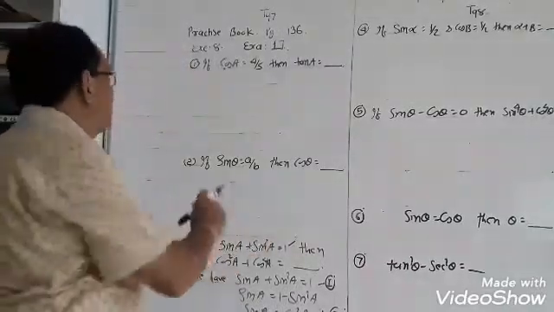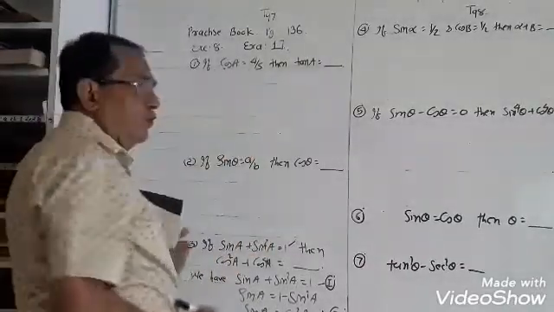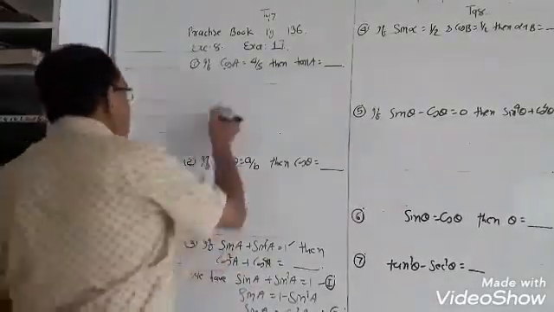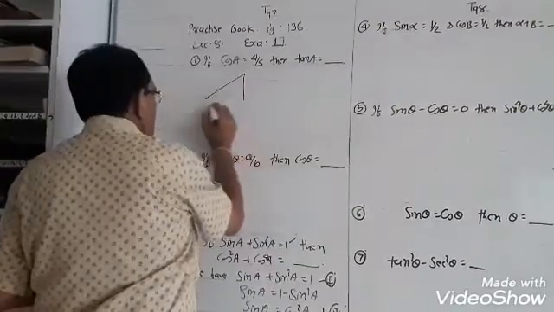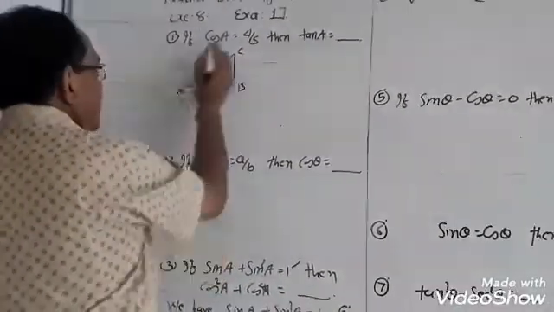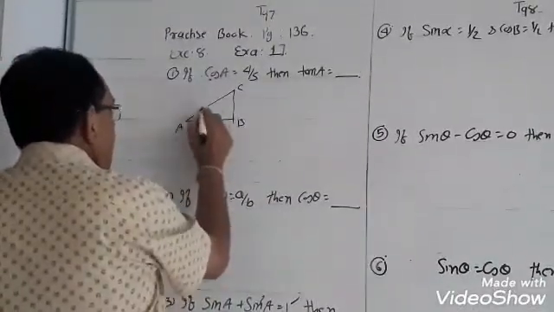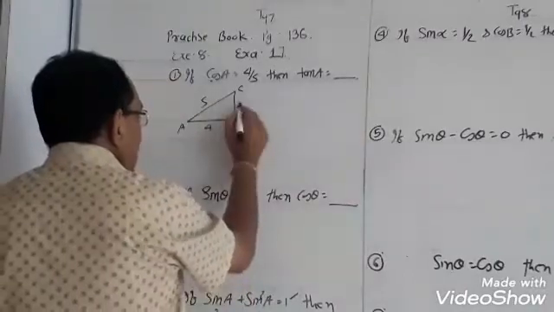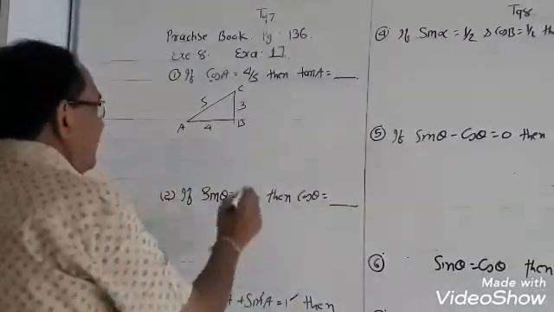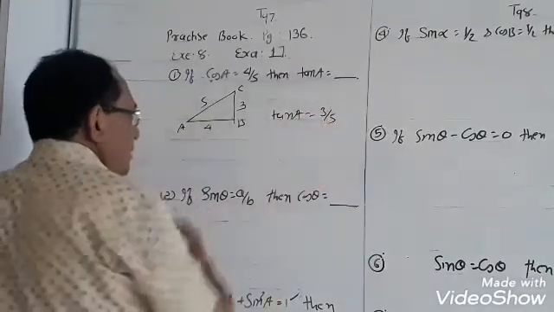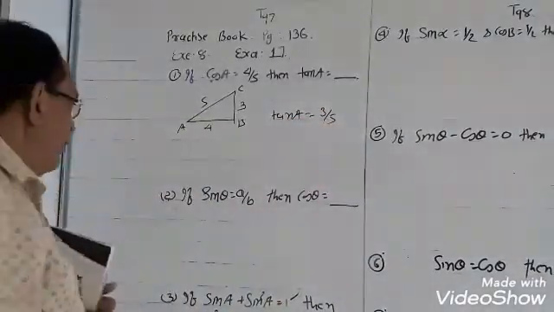Filling the blanks. Cos A is equal to 4/5. Then tangent of A is equal to this. Cos A means 4/5. By Pythagoras, the third side will be 3. Therefore tan A is opposite side upon adjacent side, 3/4.